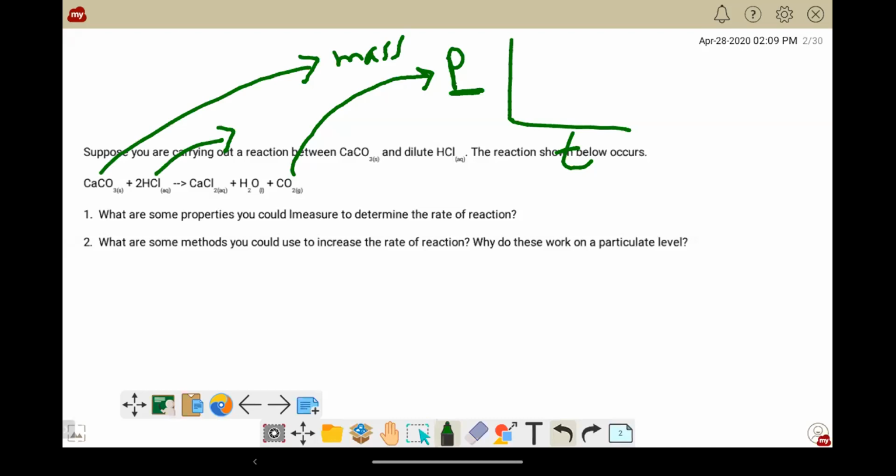So if they give you some sort of experimental design scenario, you have to think about, how am I going to measure this quantity? Because the one thing that I can't directly measure and don't have an instrument to measure with is moles or molarity. I have to measure something else that I can then somehow translate into moles later.